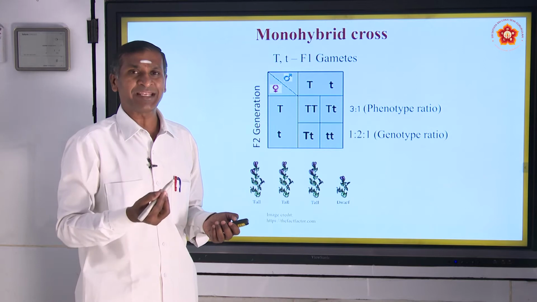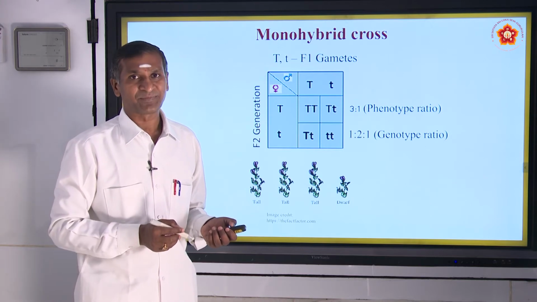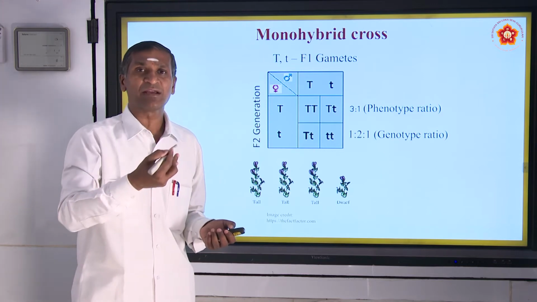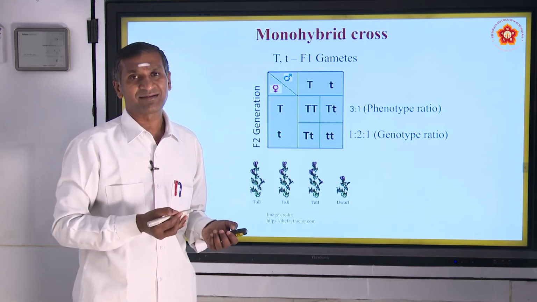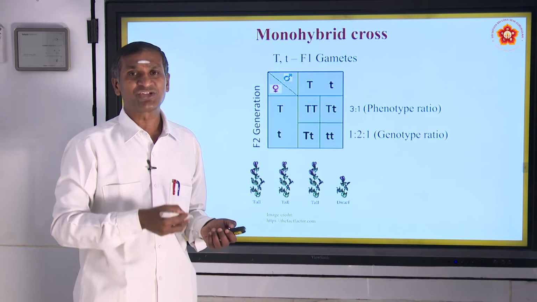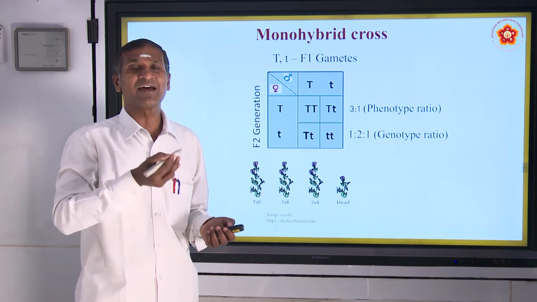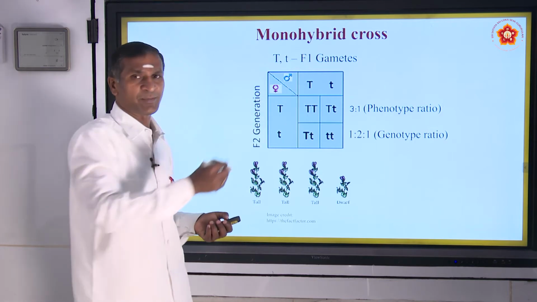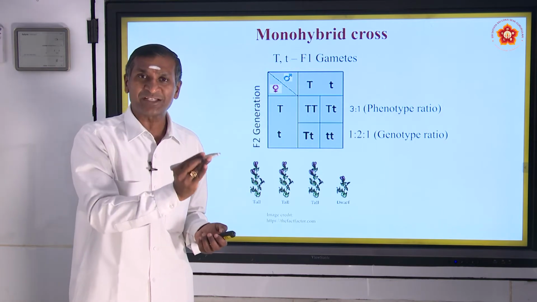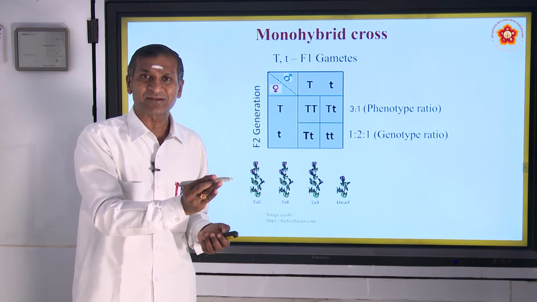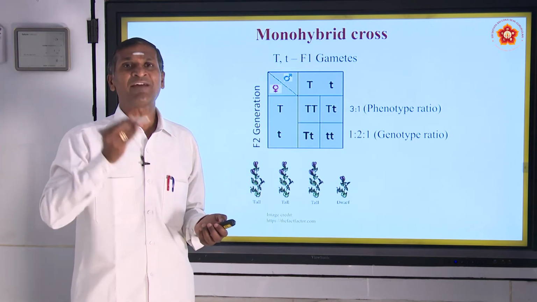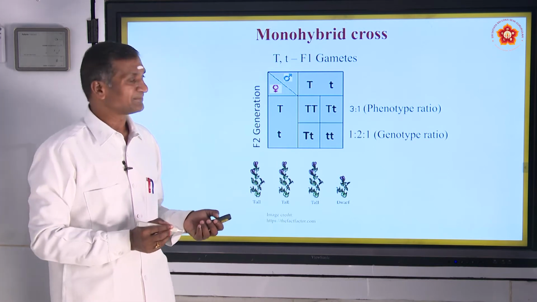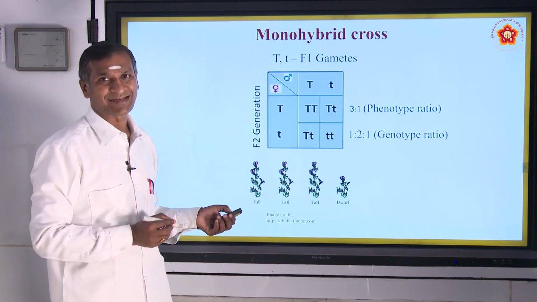You may select any character you need. Here I have taken only the tall, the stem length only. You can take position of flower, color of the seed, shape of the seed, color of the pod, any character you take. And you can use any alphabets, but you should see that the dominant is being written in capital letters of English alphabets and the recessive is written in small letters of English alphabets for better understanding.